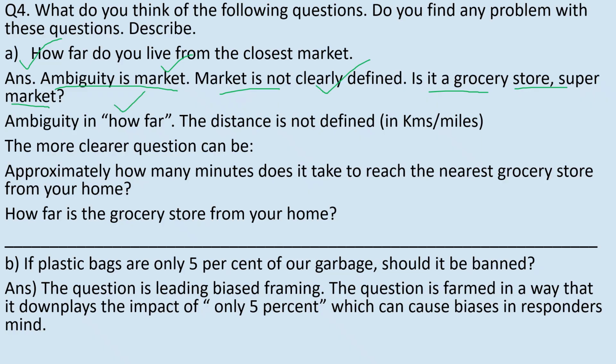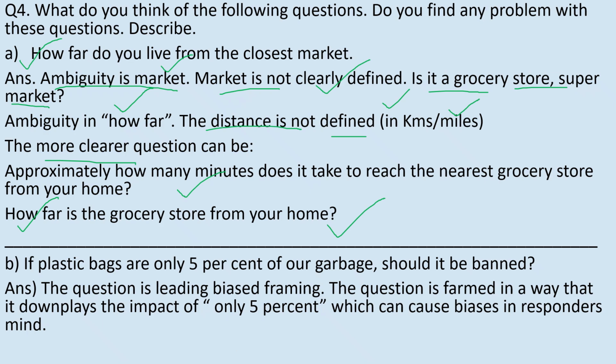And along with that, how far also has ambiguity. Why? Because here the distance is not defined properly. Is it in kilometers or is it in miles? It is not defined. So the clearer question for this will be, approximately how many minutes does it take to reach the nearest grocery store from your home? Or it can be, how far is the grocery store from your home? So these two questions are the correct way of questioning.